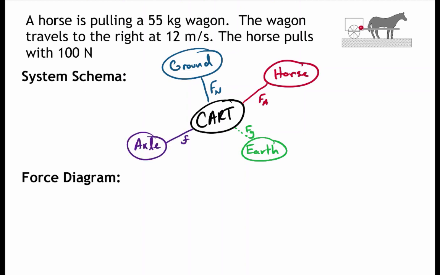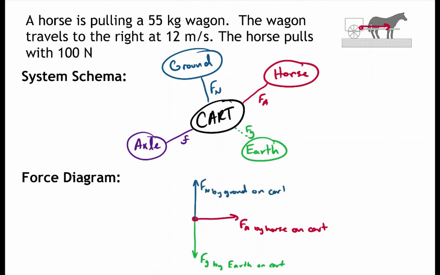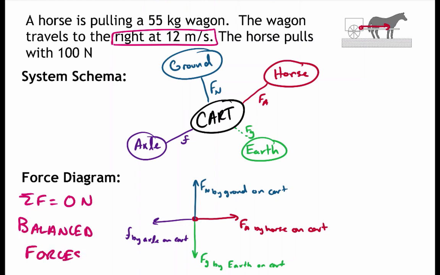The horse pulls with 100 newtons to the right, so we know the rightward force is an applied force by the horse on the cart. The earth pulls the cart down, the force of gravity by the earth on the cart. The force normal by the ground on the cart is upwards, and the force of friction resists its motion to the right, so it'll be to the left, force of friction by the axle on the cart. Because it moves at a constant velocity to the right at 12 meters per second, the net force is 0 and the forces are balanced.